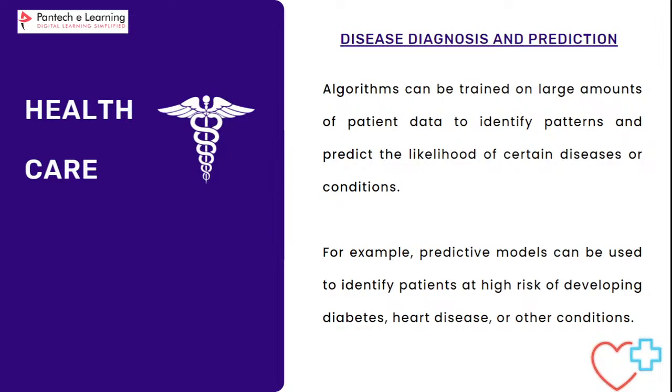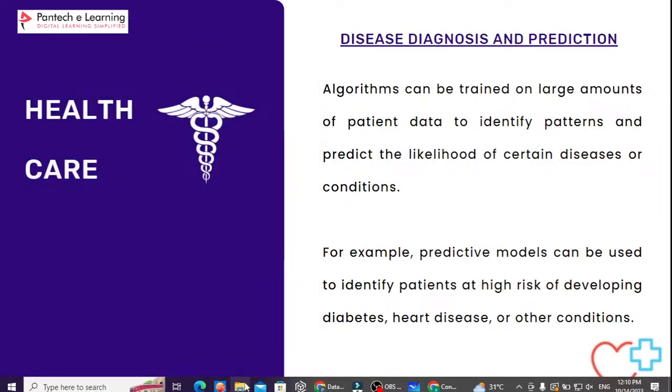What we use are some tools. The main tool is called machine learning. We'll see that later on in this session. Talking about that, algorithms can be trained on a large amount of patient data to identify patterns and predict the likelihood of certain diseases or conditions. For example, predictive models can be used to identify patients at high risk of developing diabetes or heart disease or other health conditions. For example, I have a data set.